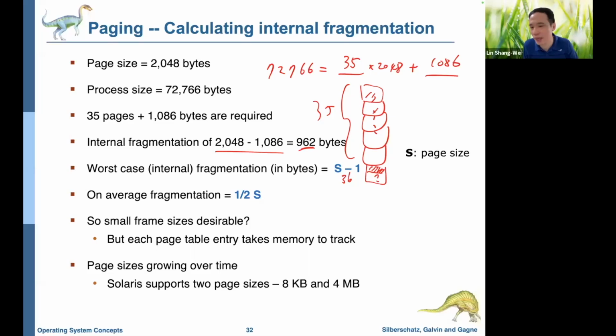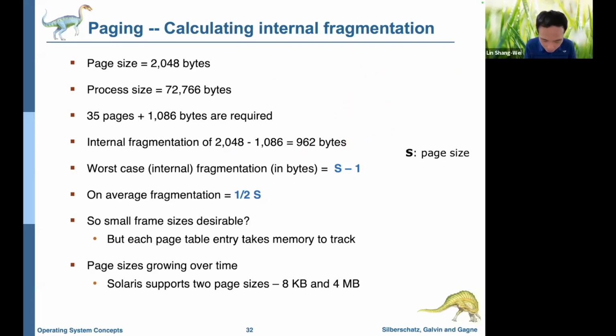Okay, but you will not have external fragmentation because we have pages. The space is divided into pages. Every time you need one page, you just take it. Okay, we no longer have this contiguous problem anymore. Okay, now let's see what would be the worst case.